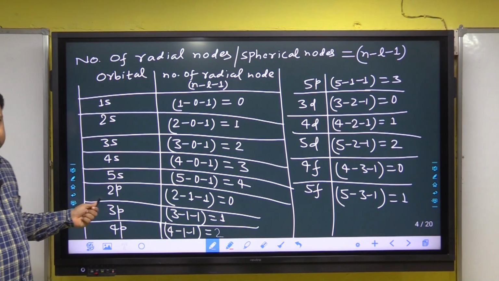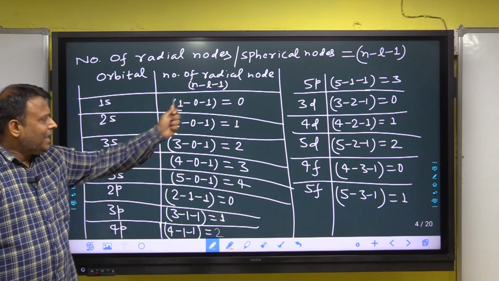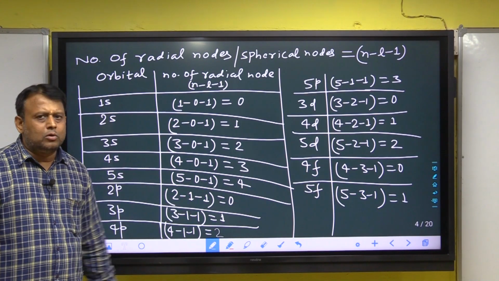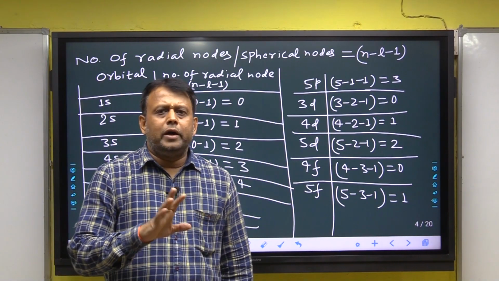For 2p, n is equal to 2 and L is equal to 1, so 2 minus 1 minus 1 is equal to 0. That means the 2p orbital has 0 radial nodes.